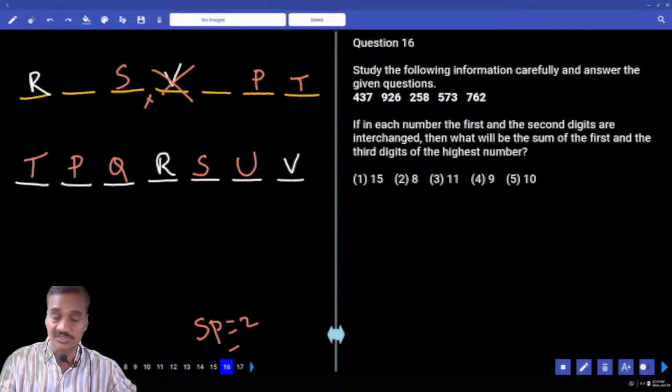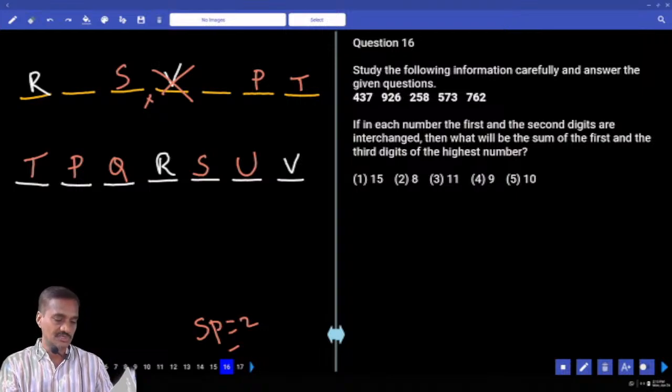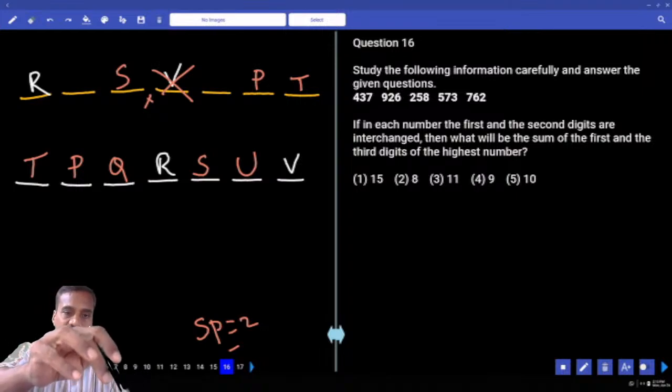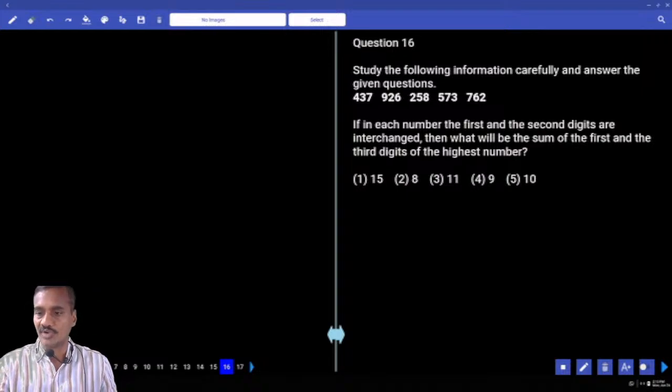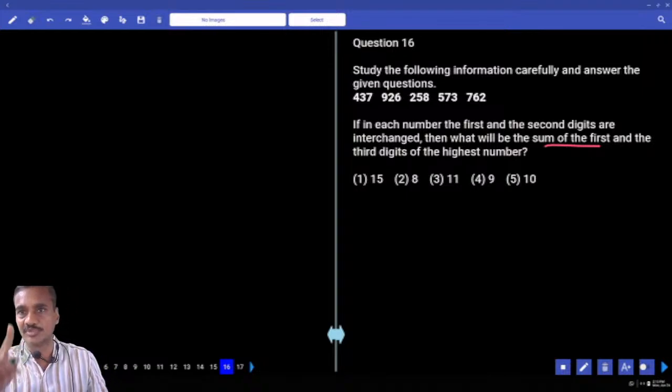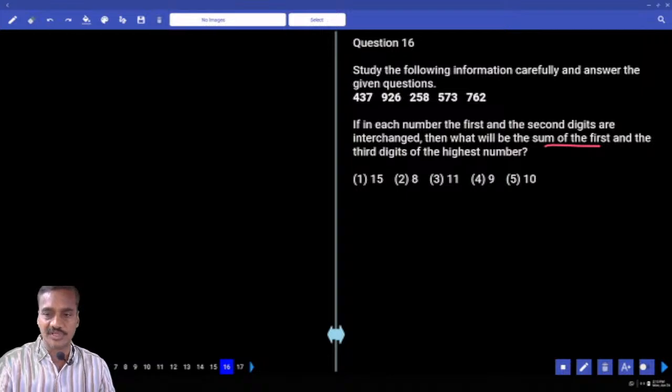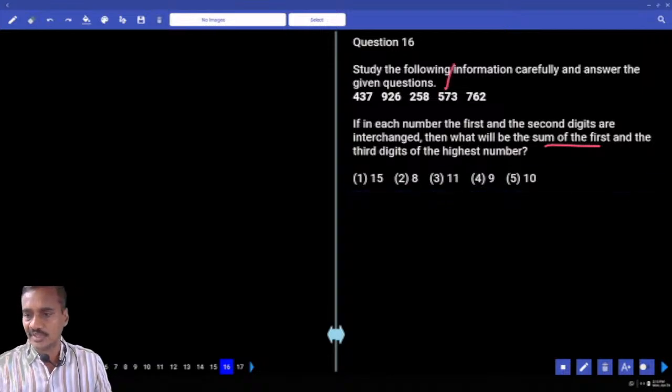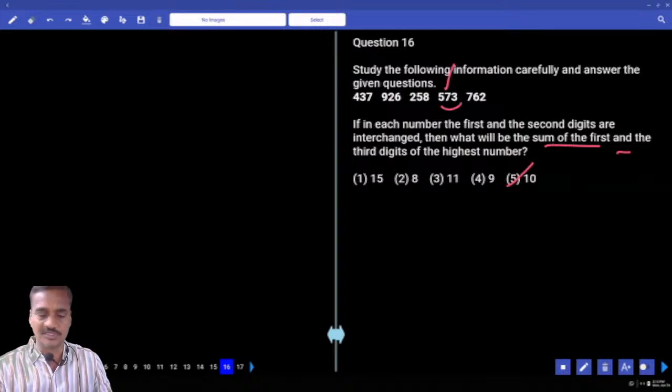The next one, 16 onwards. Now in questions 16 to 20, in each number, the first and the second digits are interchanged. Tell me which two digits are interchanged here, first and the second. Then what will be the sum of the first and the third digit of the highest number? Now which digit is coming to the first place? Second digit. Among the second digits, we need to find out the highest. Now sum of the first and the third, that is 7 plus 3. How much is that? 10, choice 5.